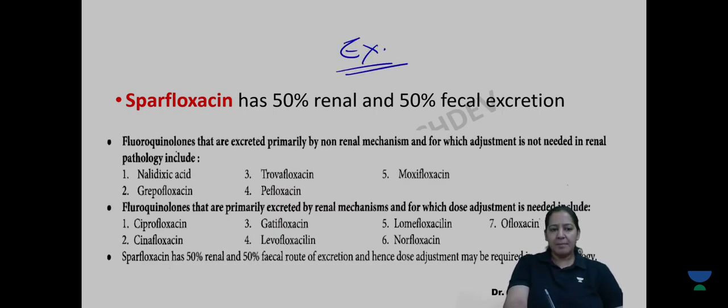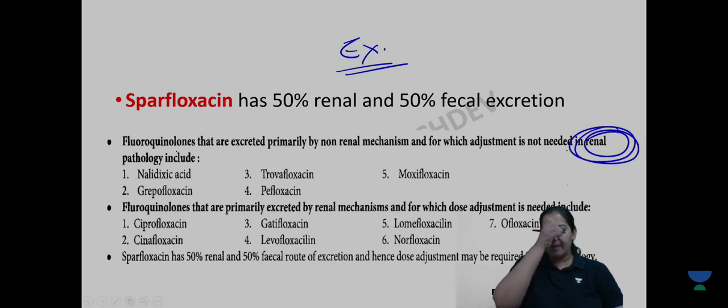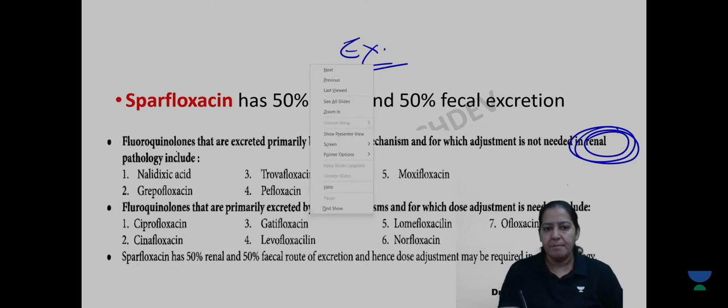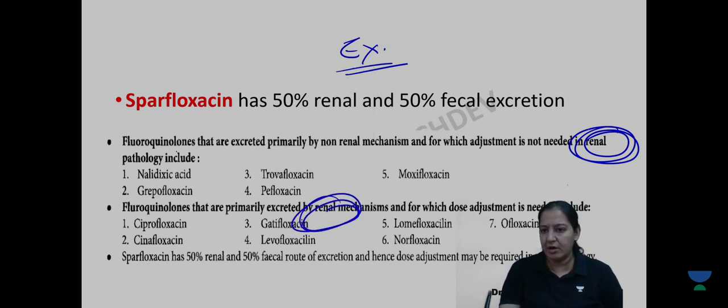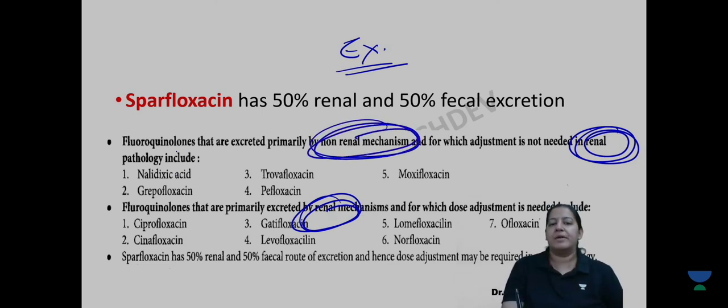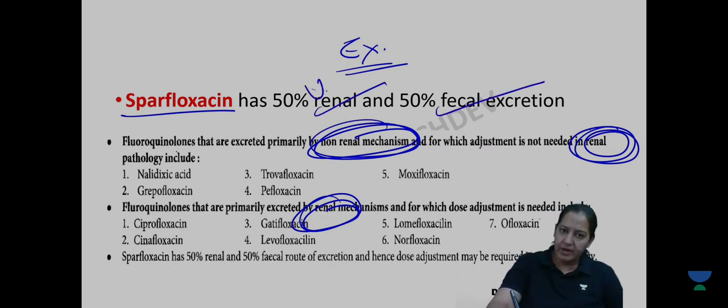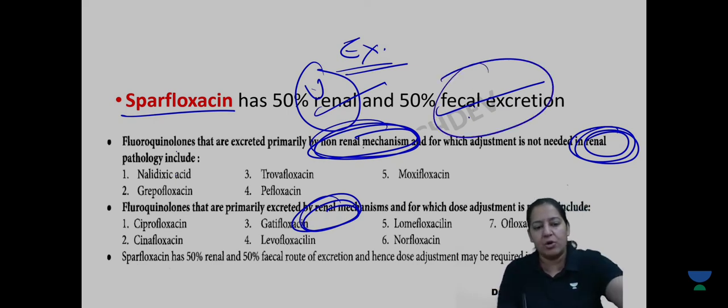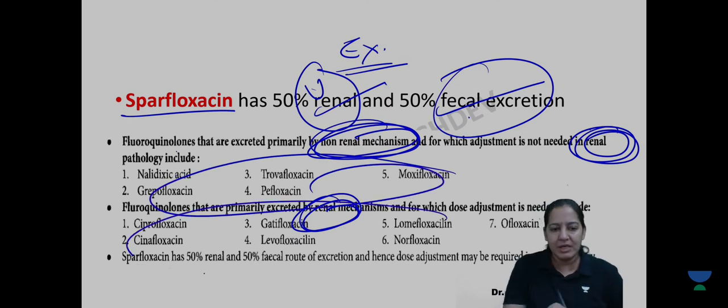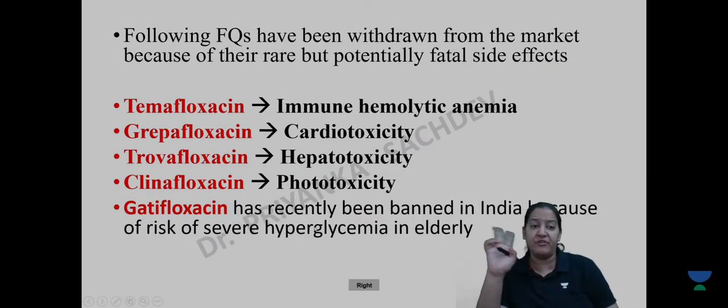About the excretion, some of them are excreted via renal, that is kidney, and some of them are excreted via non-renal mechanisms. These ones are excreted by renal, these are non-renal. So you have to learn, and Sparflox is 50-50: 50% renal, 50% fecal. Some of them are excreted in urine, that is renal excretion. Some of them are excreted in stools, feces, that is non-renal excretion. So you have to learn the list of which are excreted in feces and which in urine, and Sparflox is 50-50%.